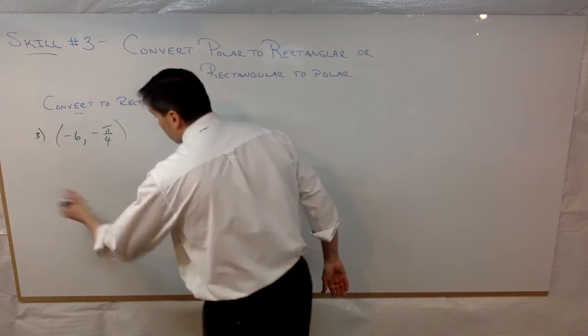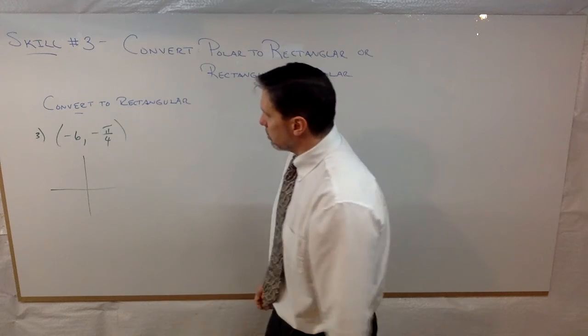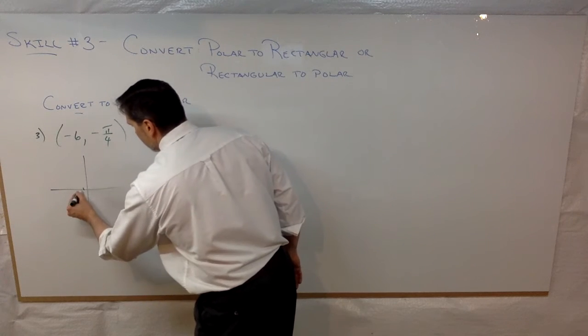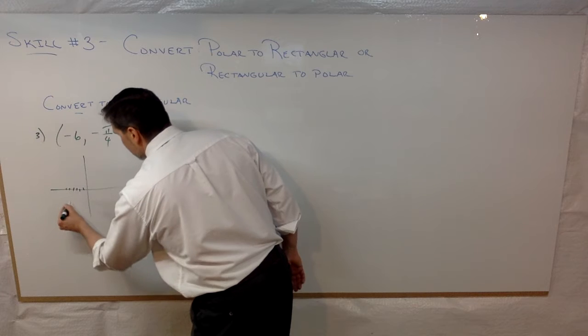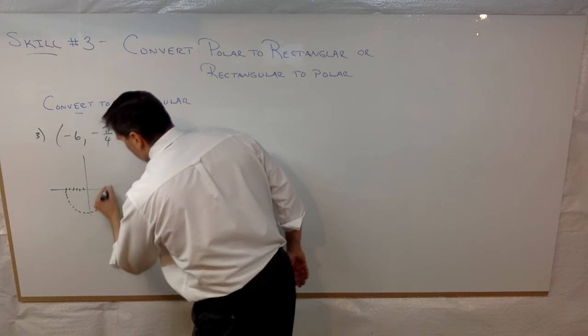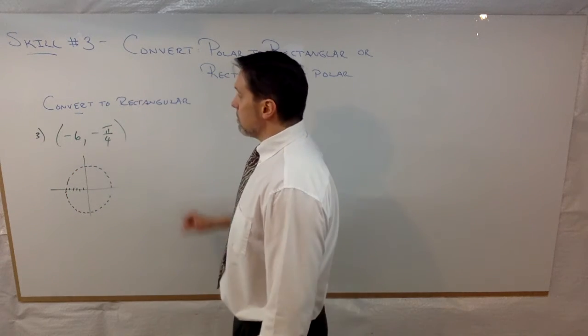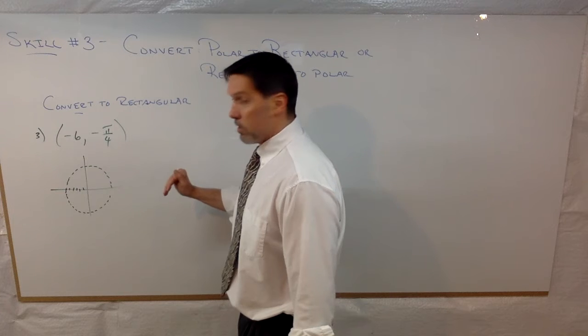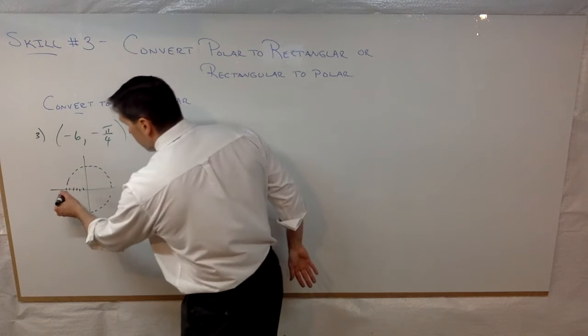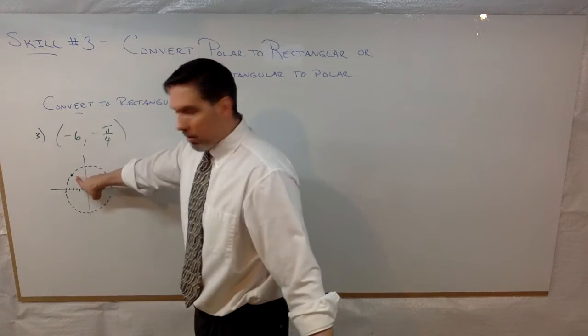If I try to plot this on the polar plane, it would be 1, 2, 3, 4, 5, 6. So there's -6. Negative pi over 4 would be 45 degrees in the clockwise fashion. So we'll be looking right about there.